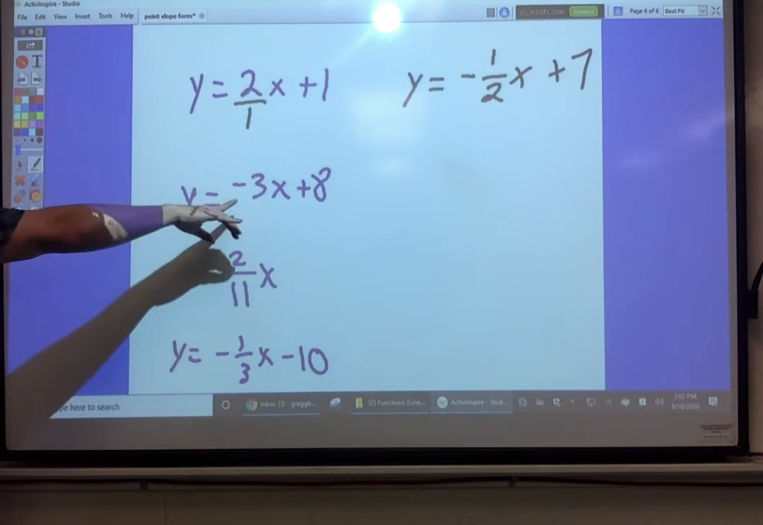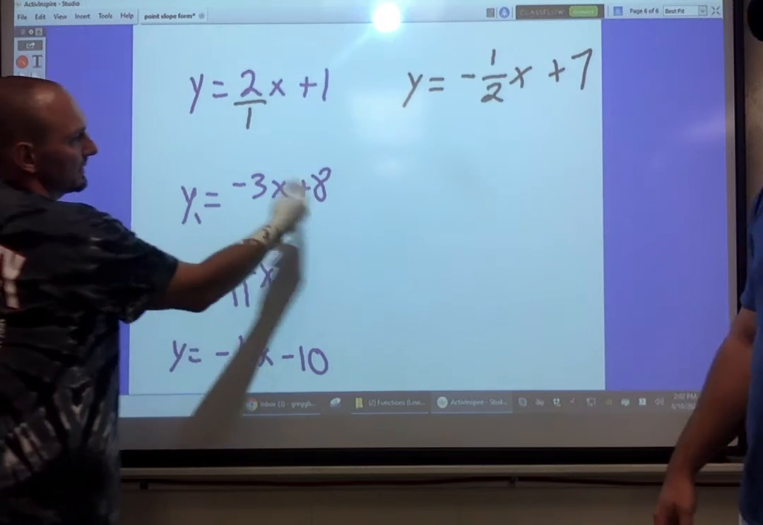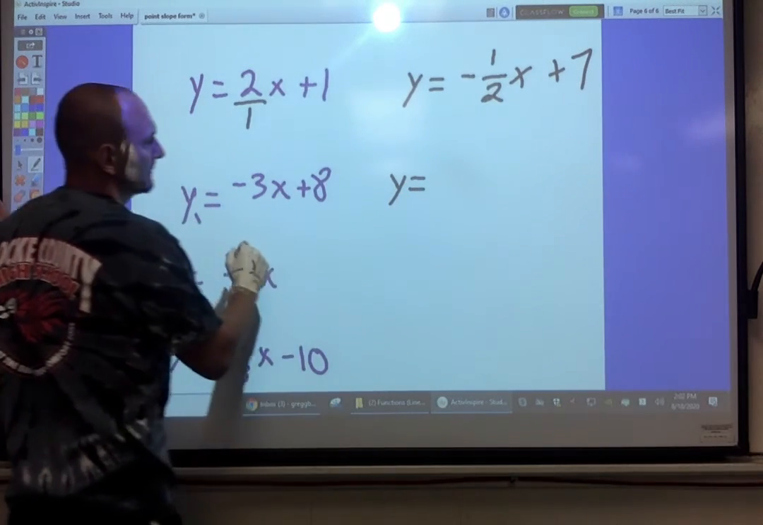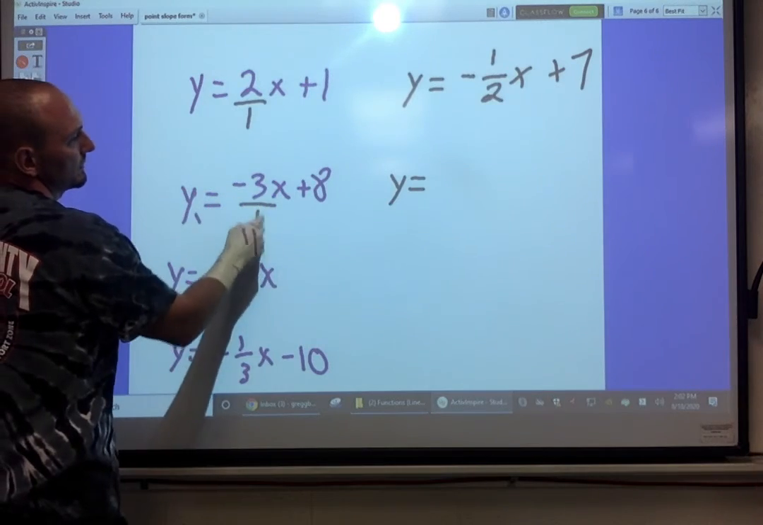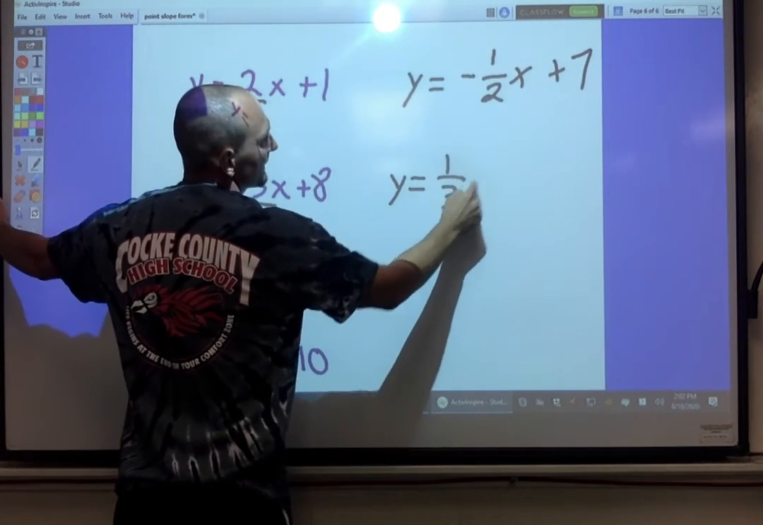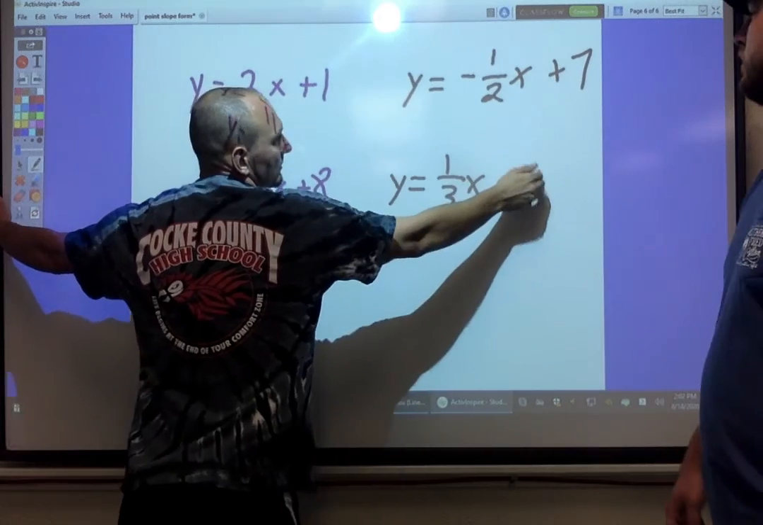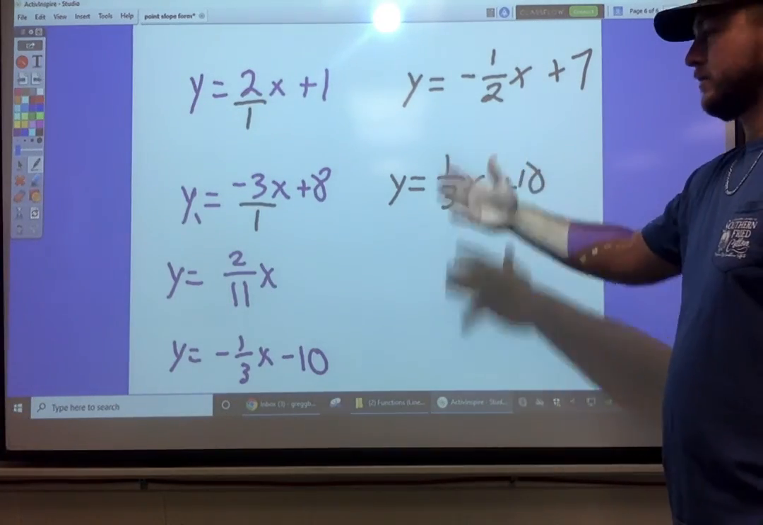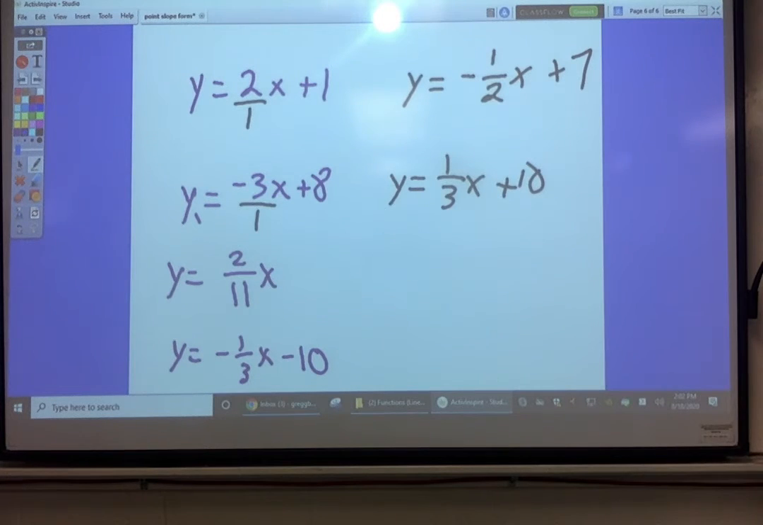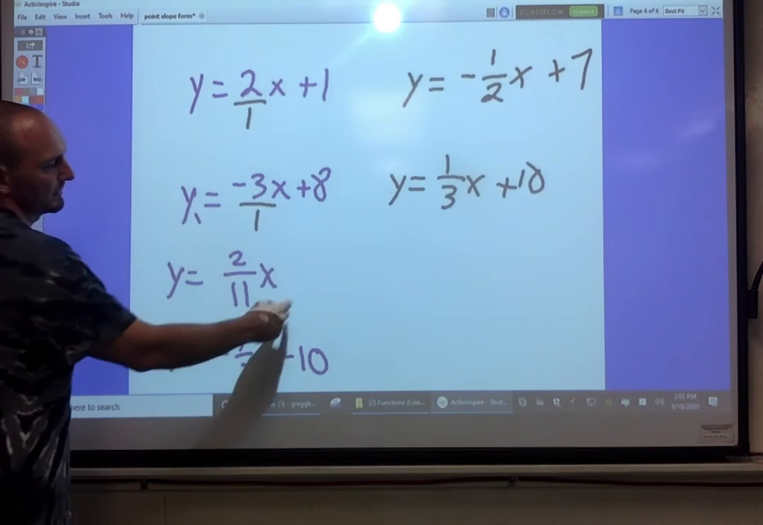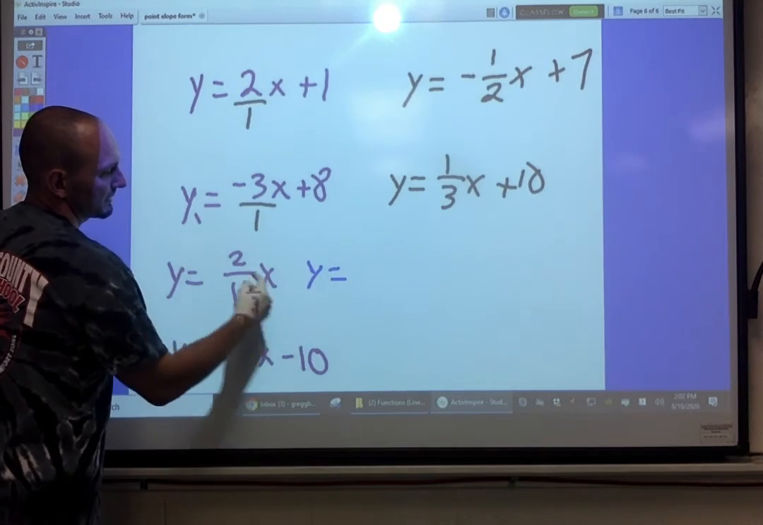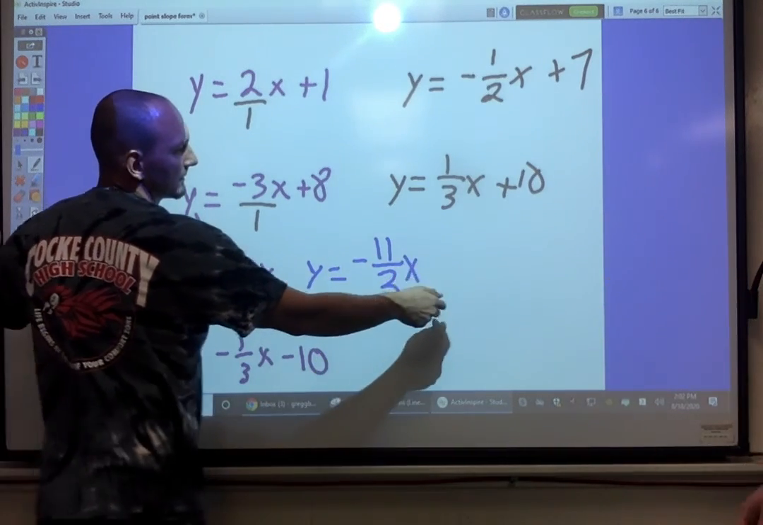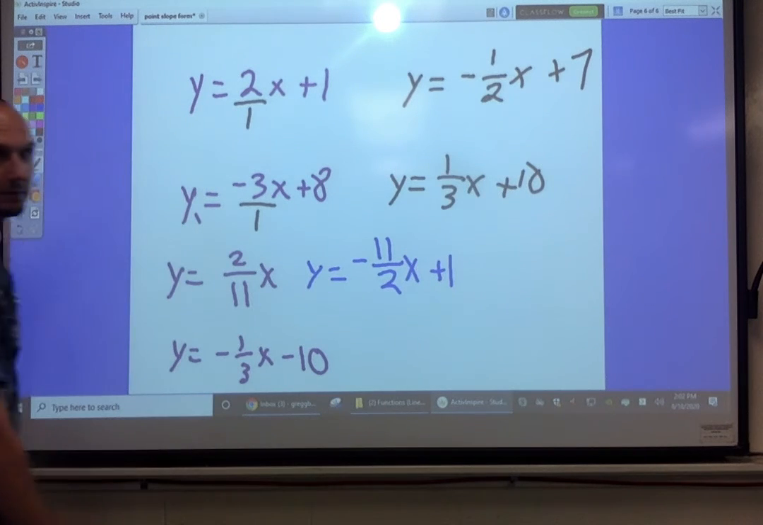Same with this. Negative would make it a positive. So y is positive 3, but that's a 1, so we're going to flip it to a 1/3 x. Boom. Plus 10, or whatever we want. Again, we flipped it and wrote the opposite sign, or the negative. And our next example, the negative reciprocal would be, well, it's a positive, so we're going to make it a negative and flip our fraction upside down. Flip. And then throw in an intercept if we want.